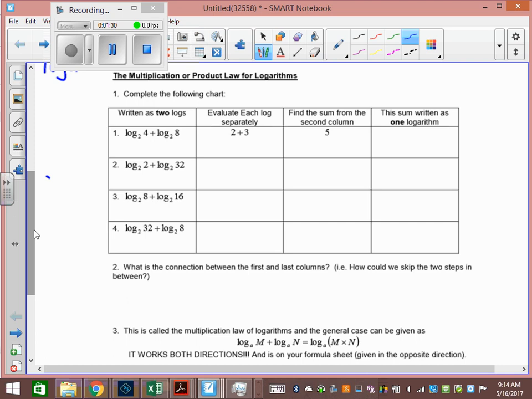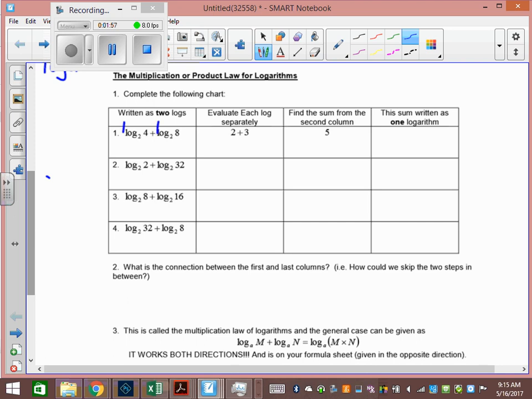Now, people want to write this as a single logarithm. And what they do is they go log base 2 of 4 plus 8, because it has a plus sign. That would be log base 2 of 12. 2 to the what is 12? A decimal of some sort, right? Is that 5? No.